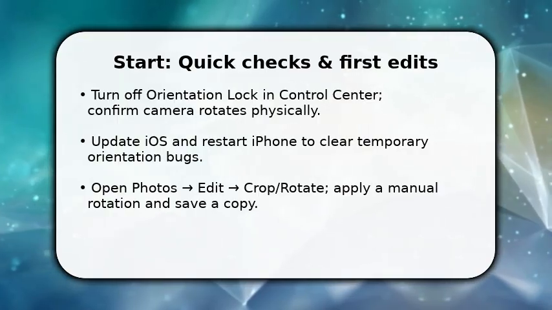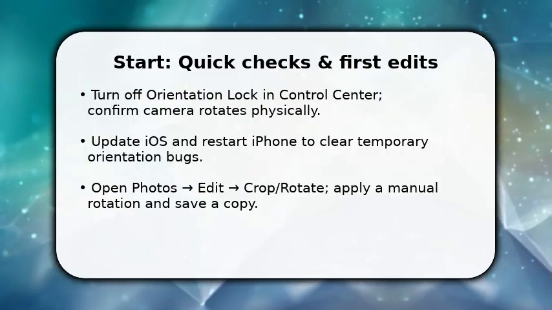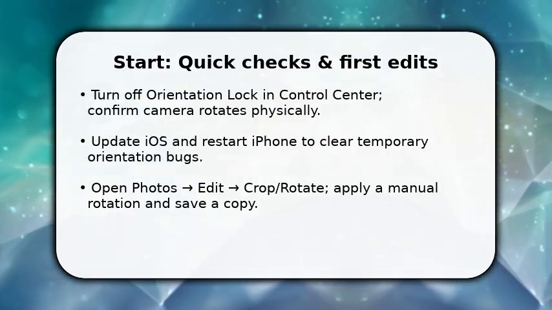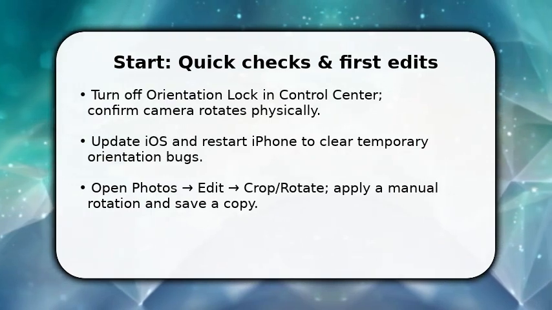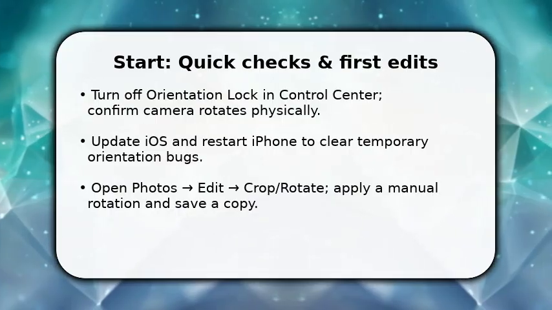Once done, open Photos, tap Edit, then crop and rotate. Rotate the image to correct orientation and save a duplicate. This changes what users see immediately and often fixes incorrect display caused by transient metadata mismatches.